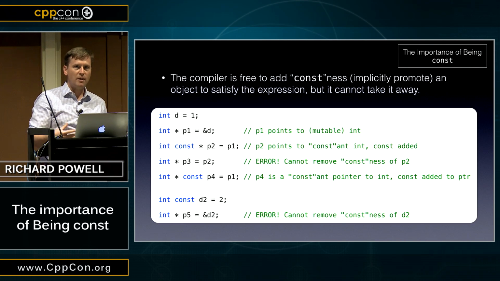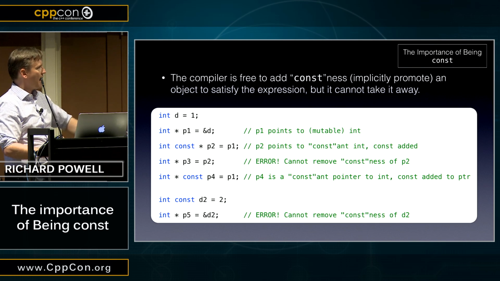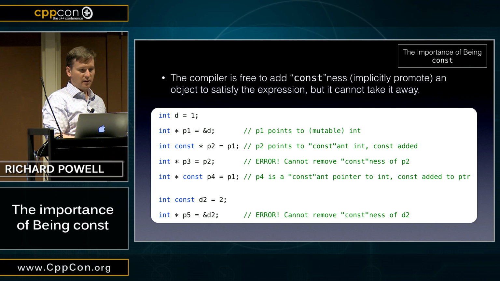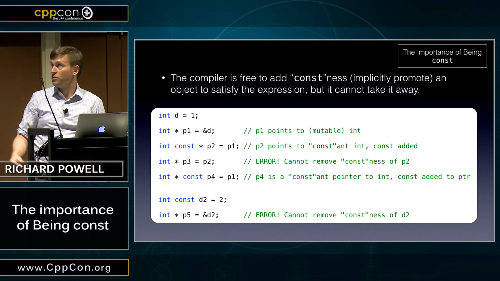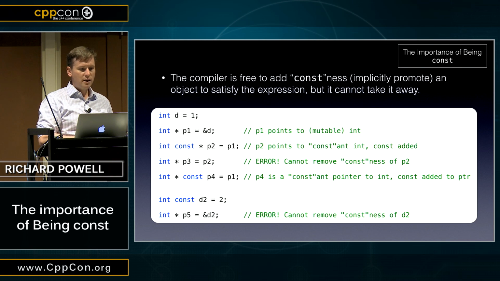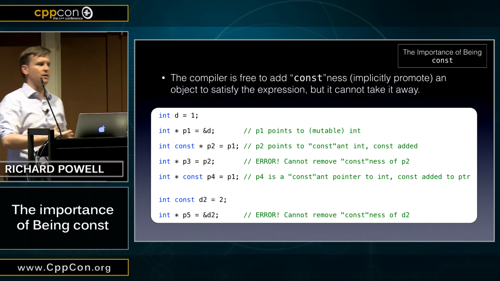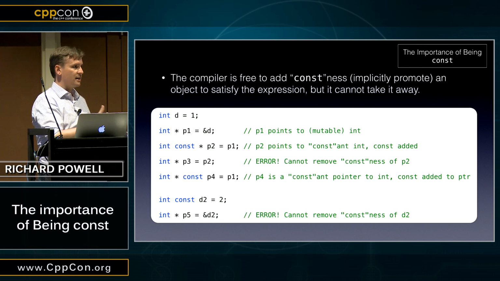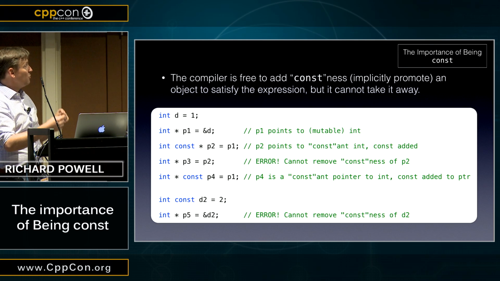So what happens is the compiler, when it is doing these expressions to determine if they're valid for assignments, will take a look at the type, and it is free to implicitly add const to expressions to make sure that they are valid. So here I start off with an int d. I'm going to take a pointer to it, and that's fine. I'm not changing the types here. When I assign p2 to p1, p1 is a pointer to int. It's not a pointer to constant int. However, the compiler can add const to make that expression valid. So that statement is valid. It is allowed to do that. However, it's not able to remove const.